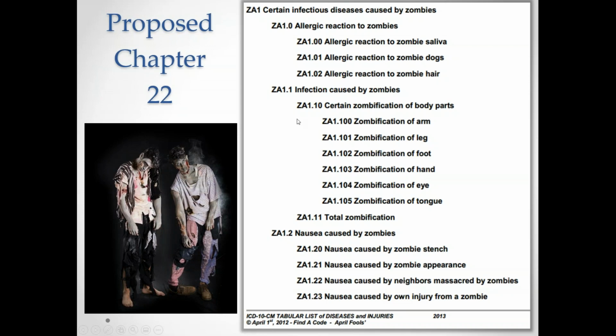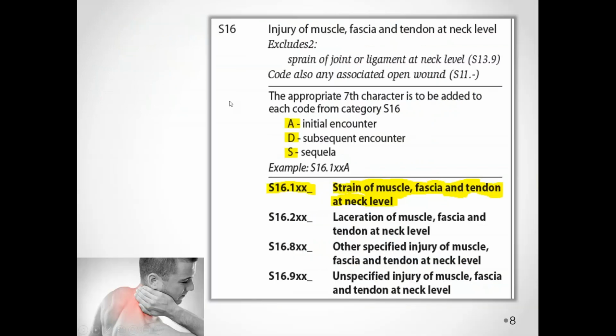massacred by zombies. And so these codes, in case you didn't look to the bottom of the screen, were added as a joke several years ago, April Fool's Day, but I couldn't resist. So there really is no chapter 22 zombie codes. Okay, there actually are proposing a chapter 22 though, with code start with letter U for temporary things like COVID. So anyway, that was just a little lighthearted. See if you guys are paying attention.